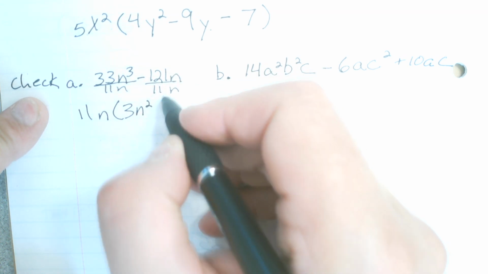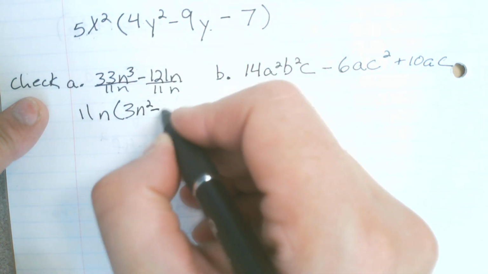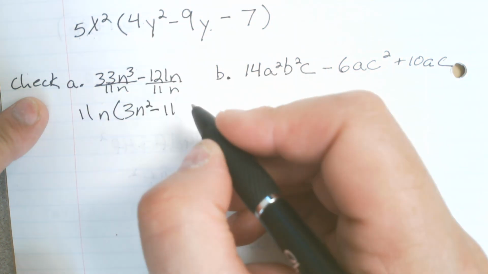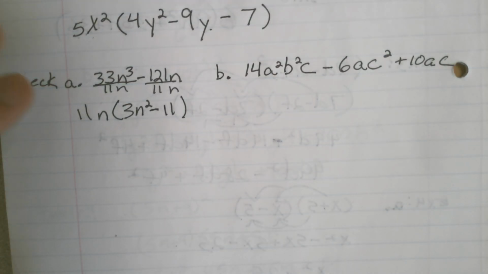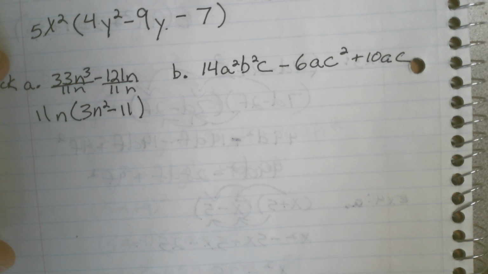Negative 121 divided by 11 is? And what happens to the n's? Go away. Thank you, you are correct, good job. See, I knew you could do it, I had faith. All right, William, thank you for volunteering to do the next one. William, you're up.